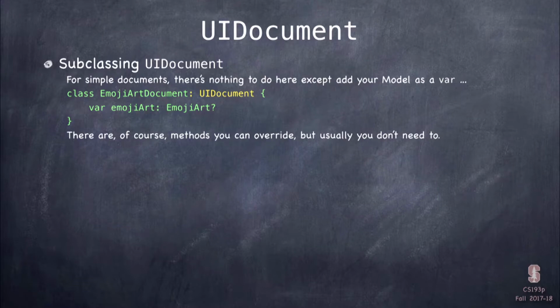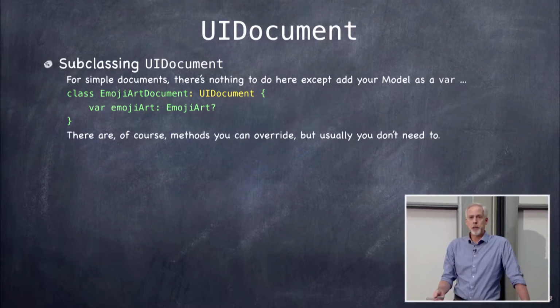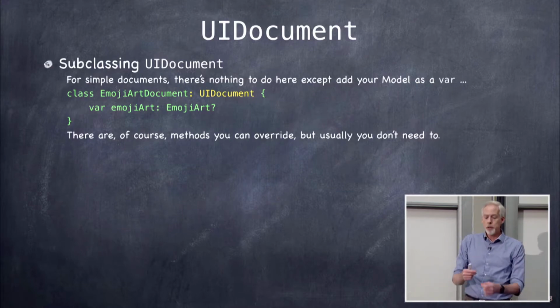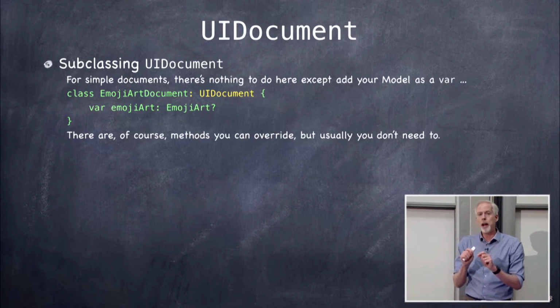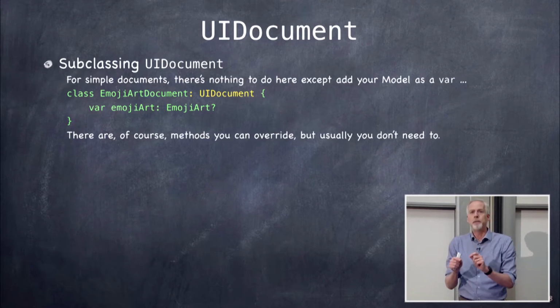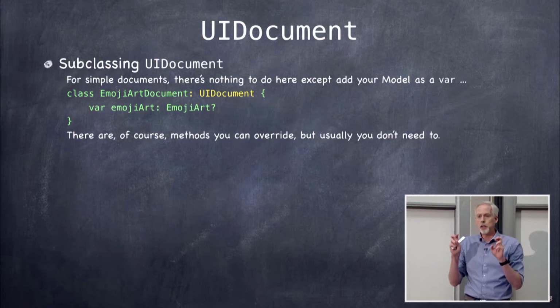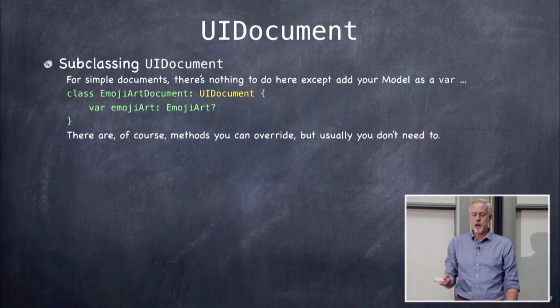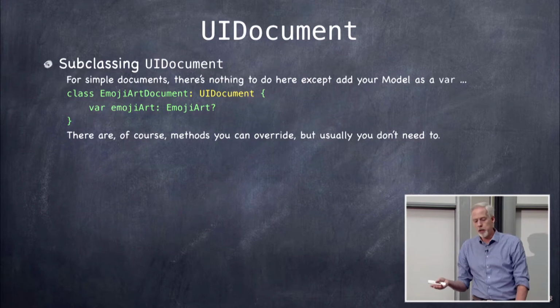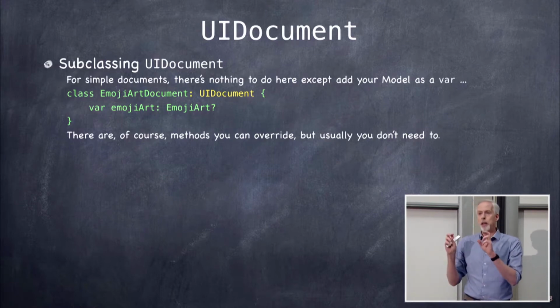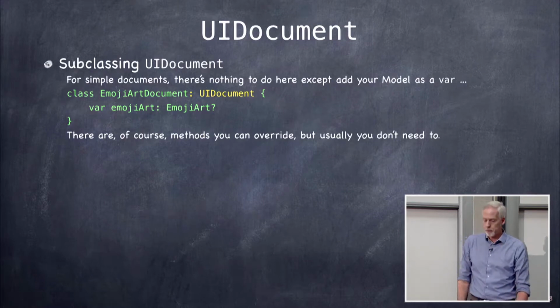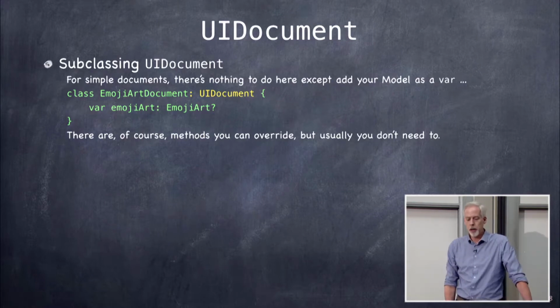So how do we do that? We subclass UIDocument, and we override two methods, the one that creates a Data and one that gets our model from a Data. Now, we're almost always going to want to add a var in our UIDocument subclass, which is the model, the model that we're going to be converting to and from a Data. So here, if I had an EmojiArtDocument, subclassing UIDocument, I'm adding a var called emojiArt, which is of type EmojiArt. That's presumably the type of the model that I have in my EmojiArtDocument.